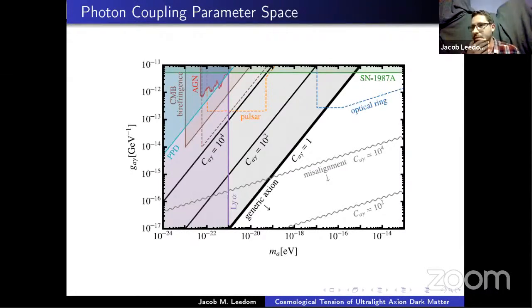However, you would have to completely abandon the notion that this is due to misalignment, because the bounds we derived here are just from the matter power spectrum. If you assume further that you have misalignment, that also places very stringent constraints. Such an axion, if it were to be dark matter, would have to be populated from some mechanism that isn't misalignment. And on top of that, you would also have to have all of this model building in order to get to this birefringence parameter space.